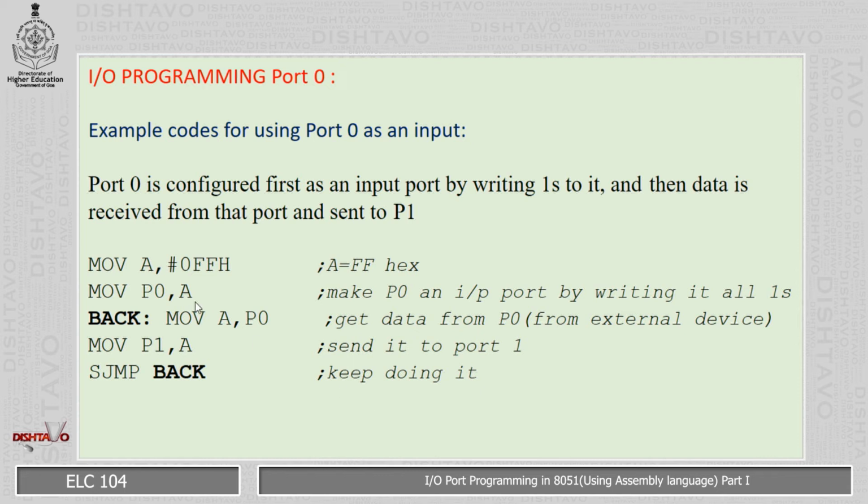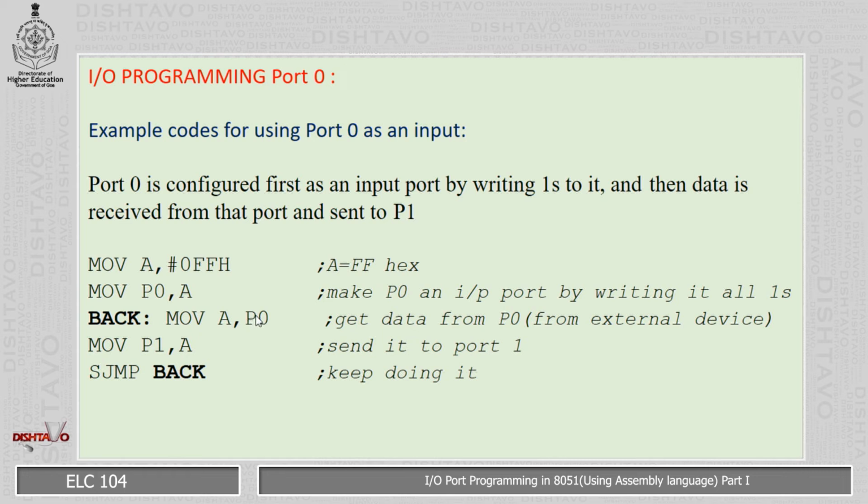Next part, whatever data is given to port 0. Now we are making port 0 an input. See over here, this is given to the accumulator, from accumulator to port 0. I can directly do 0FF into port 0. That is not wrong, but this is a way of writing.